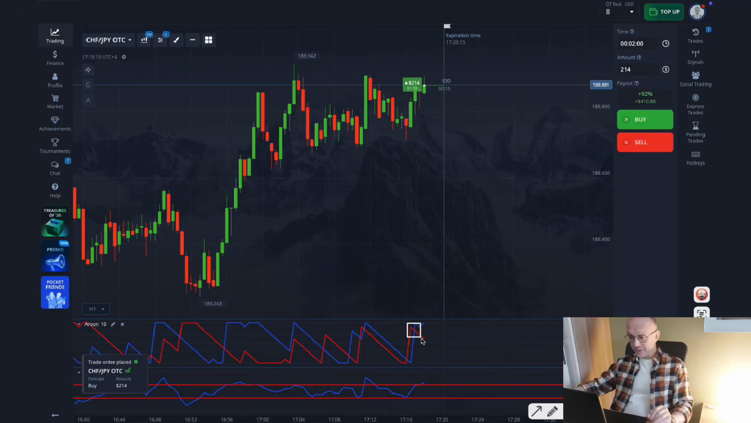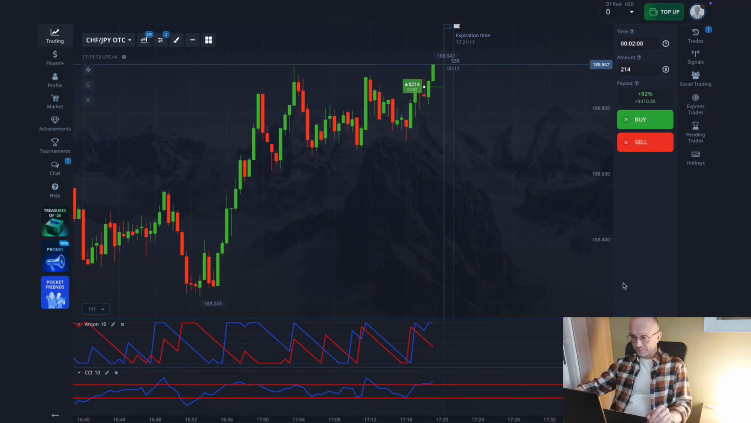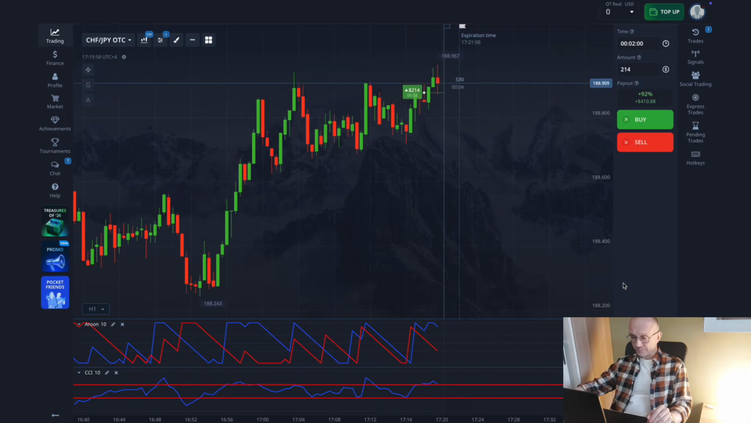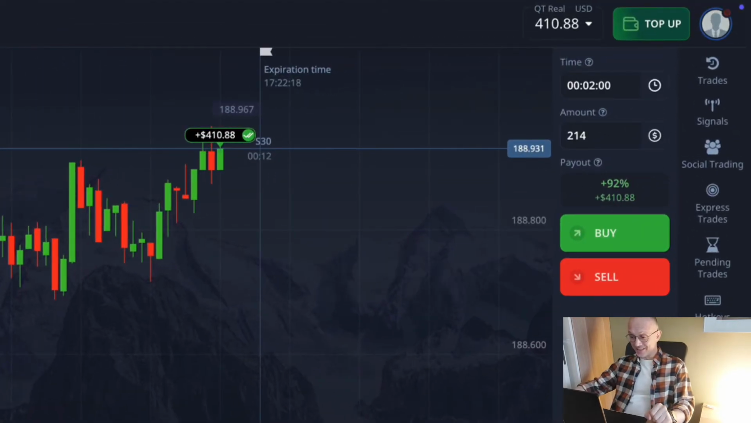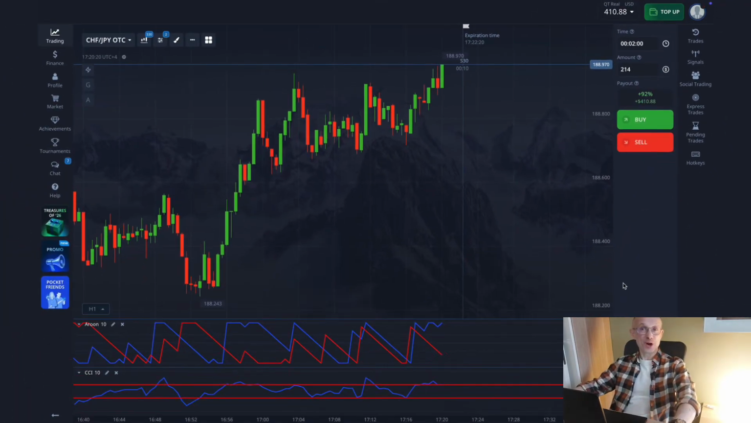Next, we must look at the CCI to make sure that the movement is not random. Here we see a similar picture. The blue line also crosses the upper red line from bottom to top. This means that the internal dynamics of the market support growth and the momentum is strengthening not only visually on the chart, but also according to the indicator. A calm start. I'm locking in $196 in profit and moving on.